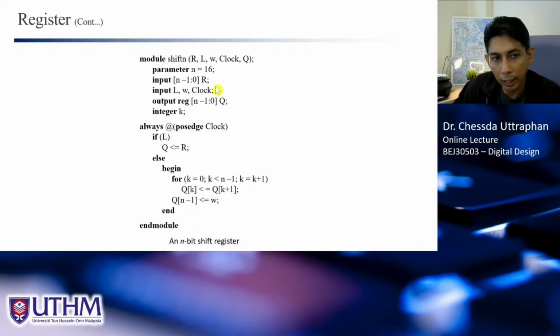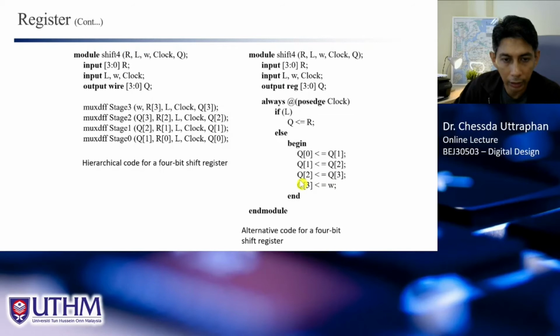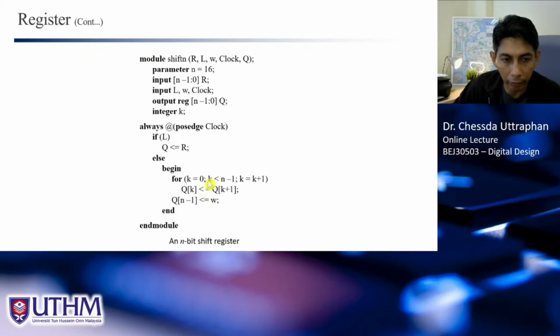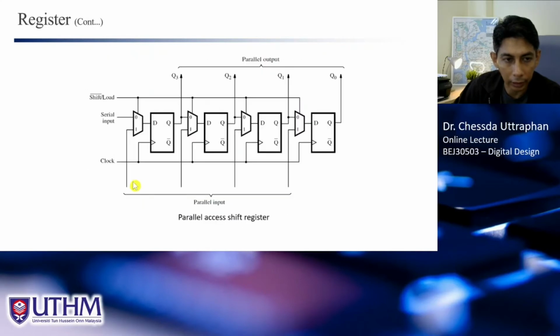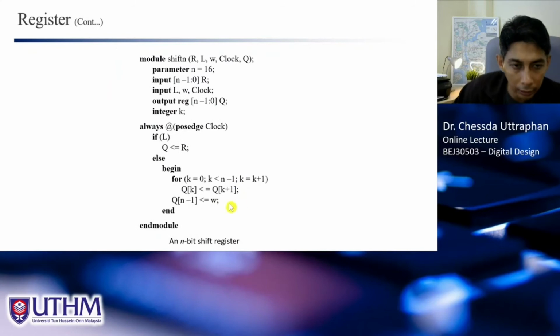Or you can have something like this, where you use the for loop statement. And this for loop statement is good because it is flexible, where we can change the size of the register. In this case, it is a 16-bit register, so we have 16, and everything here is 16. So this will create the same circuit as this one. You just unroll the loop, and we will have the same circuit. So you can try to do that.